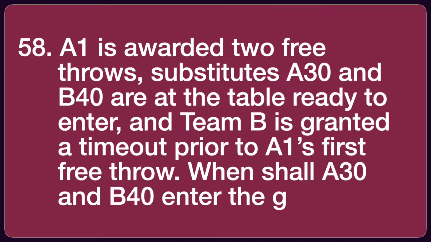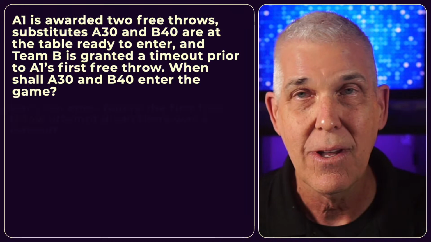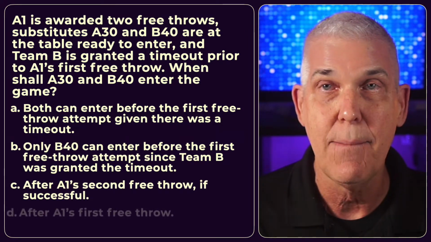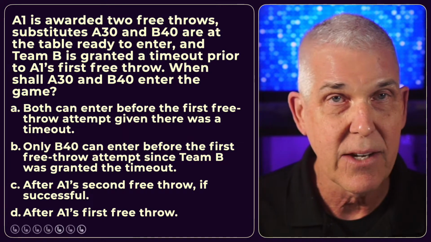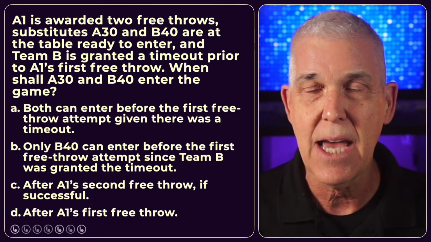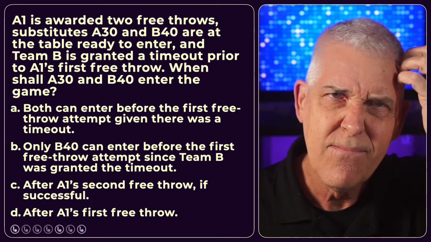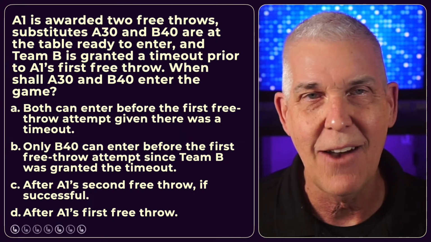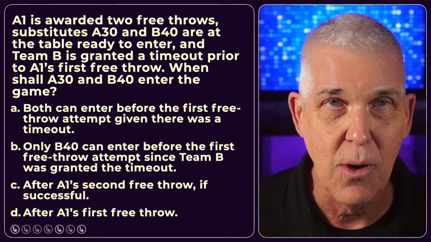A1 is awarded 2 free throws. Substitutes A30 and B40 are at the table ready to enter, and Team B is granted a timeout prior to A1's first free throw. When shall A30 and B40 enter the game? A, both can enter before the first free throw attempt, given that there was a timeout. B, only B40 can enter, since Team B was granted the timeout. C, after A1's second free throw, if successful, or D, after A1's first free throw.